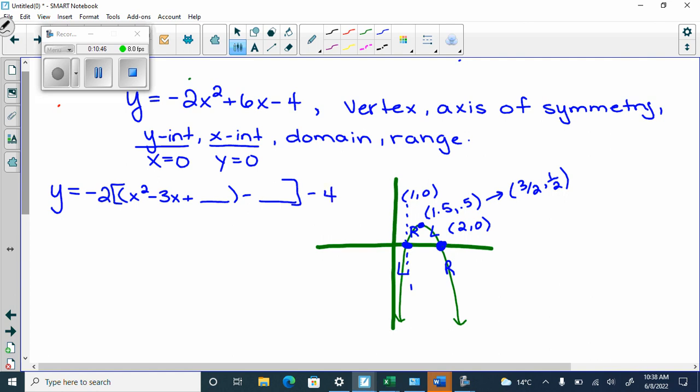Now how do I get the blank? I actually have to do b divided by 2 squared, correct? Which is not going to be pretty. I get that. You'll be okay. So we're going to go negative 3 divided by 2 squared, which is 9 over 4.